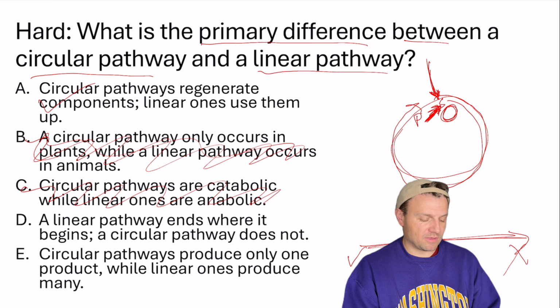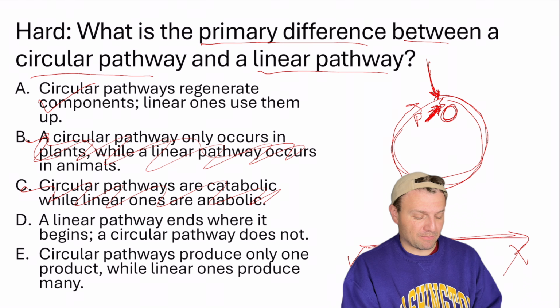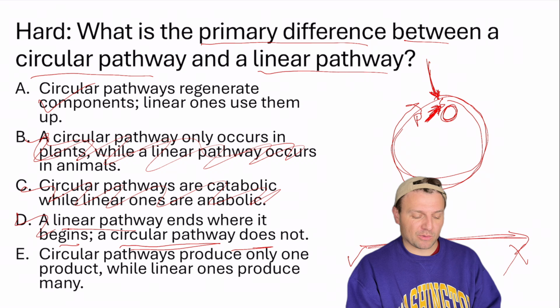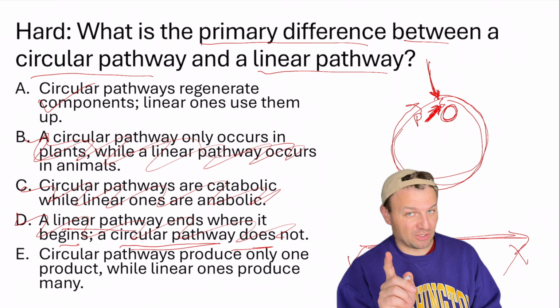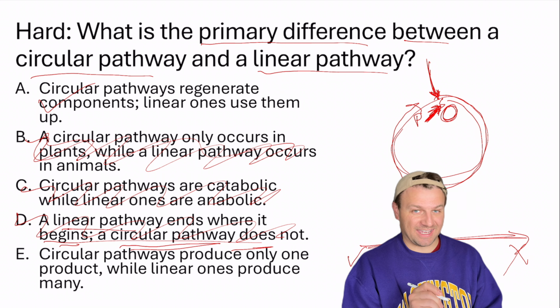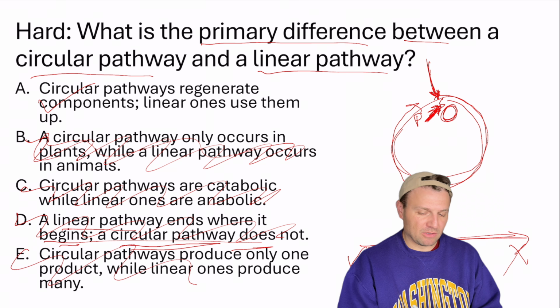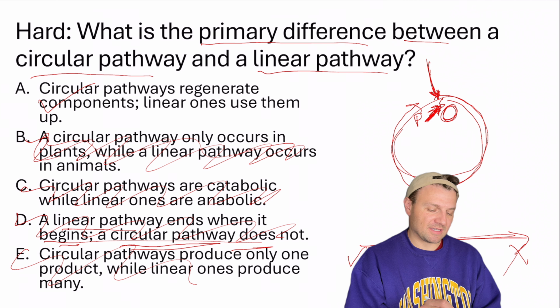Nope, they are both. D, a linear pathway ends where it begins, a circular pathway does not. That sounds correct, but remember, the circular pathway is the one where it ends where it begins. The linear pathway does not. This one's backwards, so D is wrong. That's a tricky one. That D here is a tricky answer. E, circular pathways produce only one product while linear ones produce many. No, the right answer here is A.